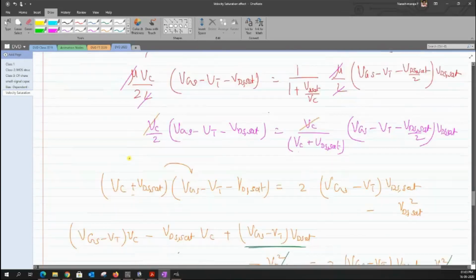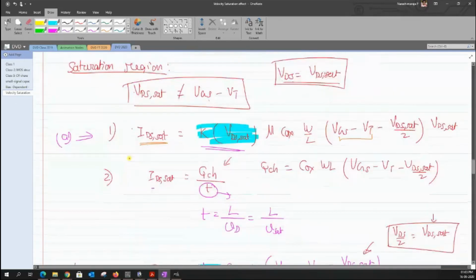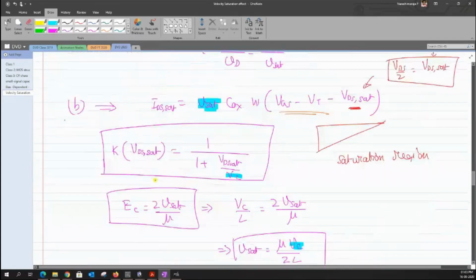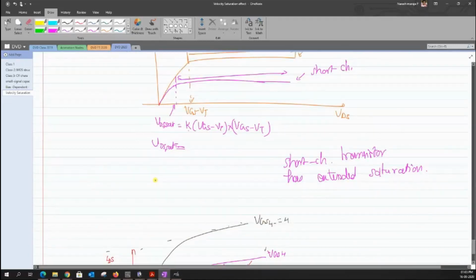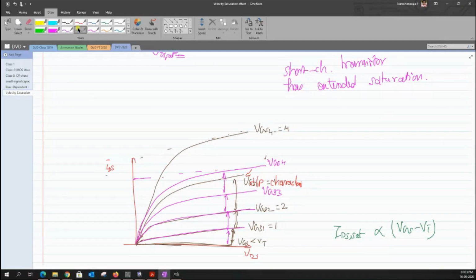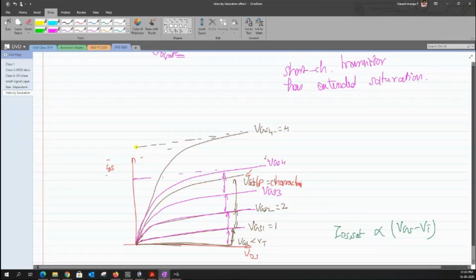Why? Again, I will look back into our current equation, that is equation number A. Since the value of kappa is less than 1, the current that I would get out of the device will be small. The same is reflected in this graph. When I go for equal widths, the current that I would get is small compared to the current that I was getting earlier for the same value of VGS.